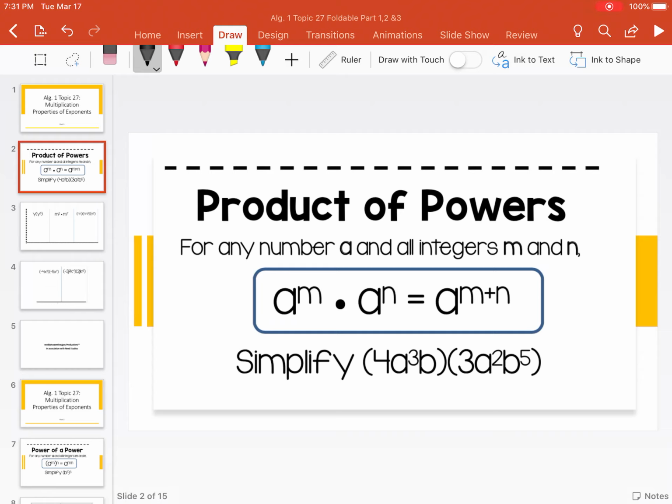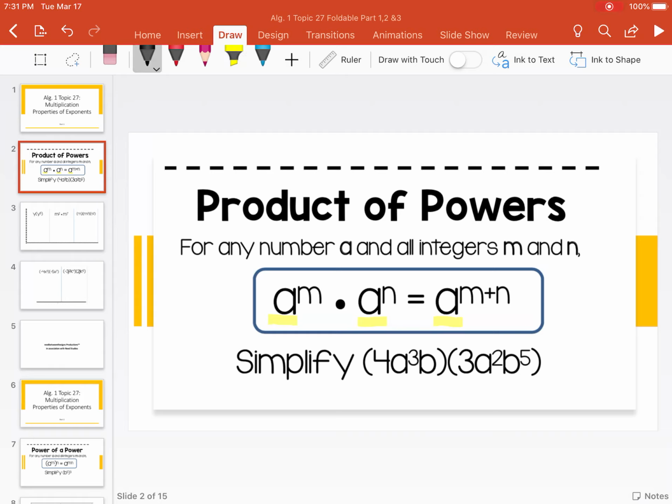Now you might remember this from topic 26, when we were discovering these properties. But for product of powers, for any number a and all integers m and n, here we're just dealing with different numbers. We have a number in the a spot, a number in the m spot, a number in the n spot. So when you have numbers that have the same base, then you're going to add the exponents.